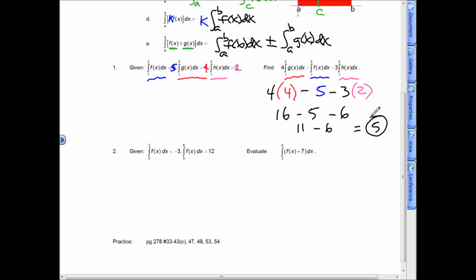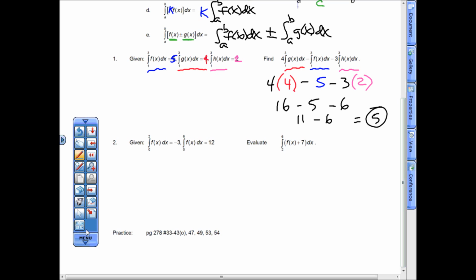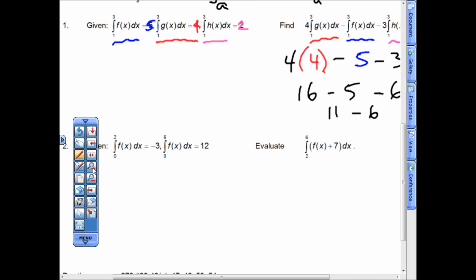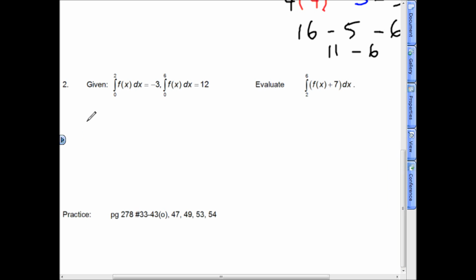Now that's a pretty straightforward one, a little different style than maybe we're used to. Down here on number 2, we're going to have to work a little bit. I'm going to zoom this in so we can see it a little better. What we have this time is information given about the integral from 0 to 2 and the integral from 0 to 6. But we're asked questions about the integral from 2 to 6. So let's look at this integral from 2 to 6 first.